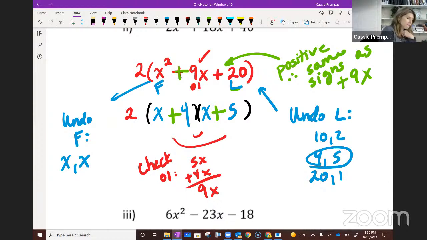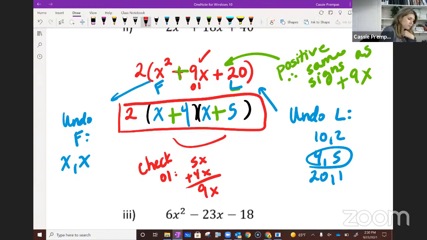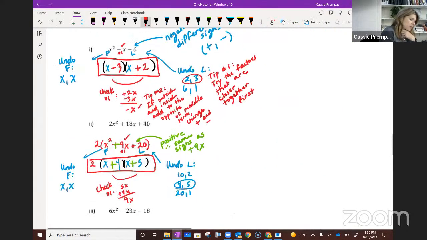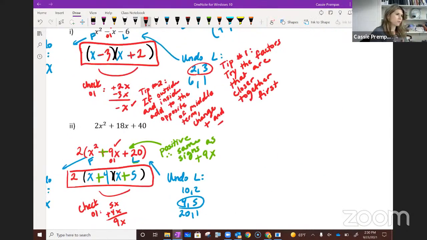Zinnia. Yes. Tip number 1 is try the factors that are closer together first. I have not. I'm about to give you the third one. It's tip number 2, if outside and inside, oh, we got tip number 2, right? We got tip 1. Did you get it, Zinnia?